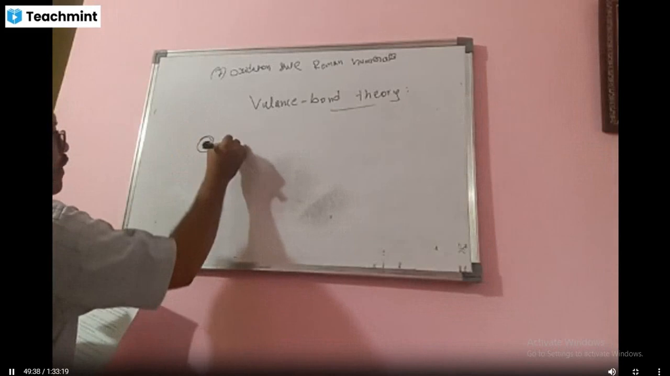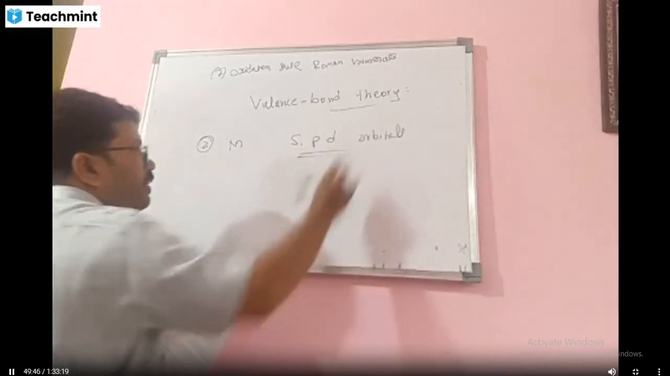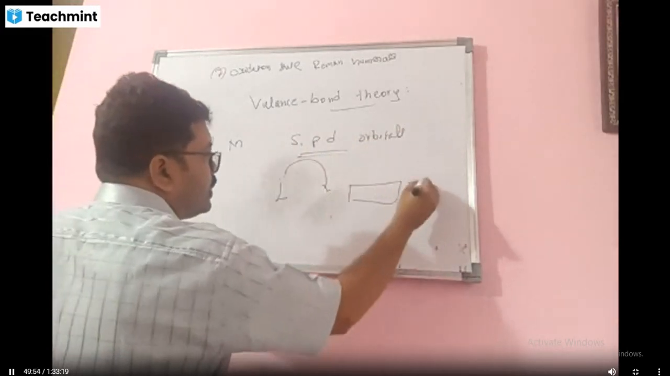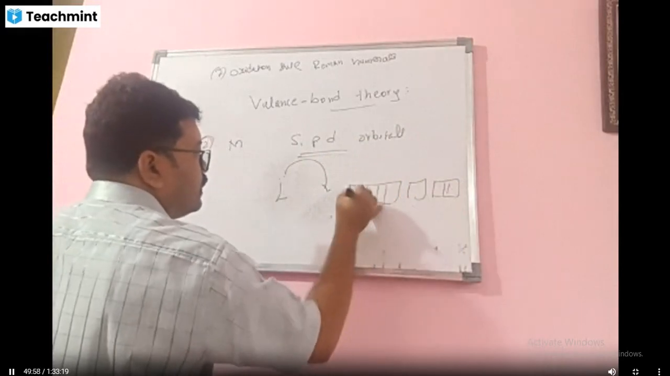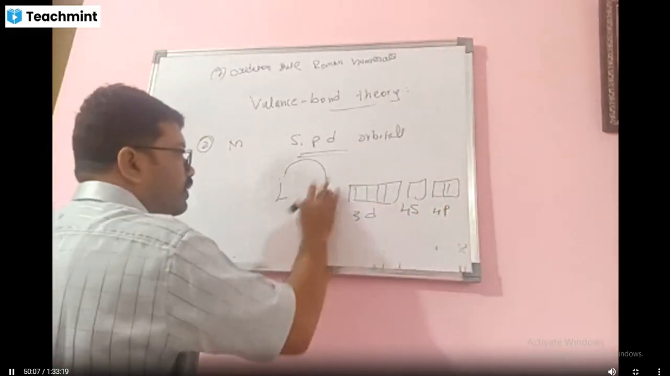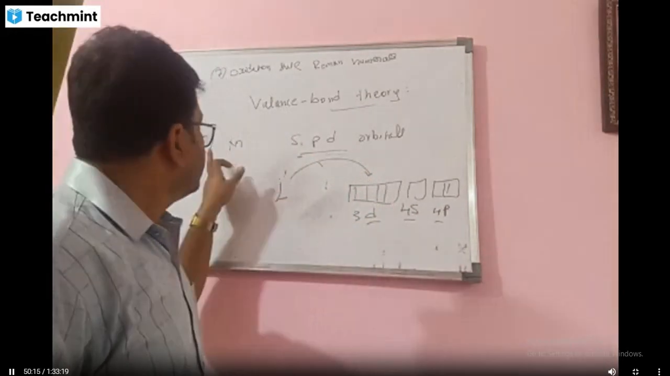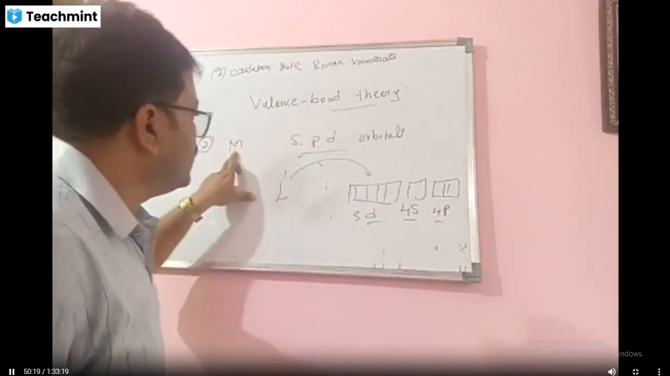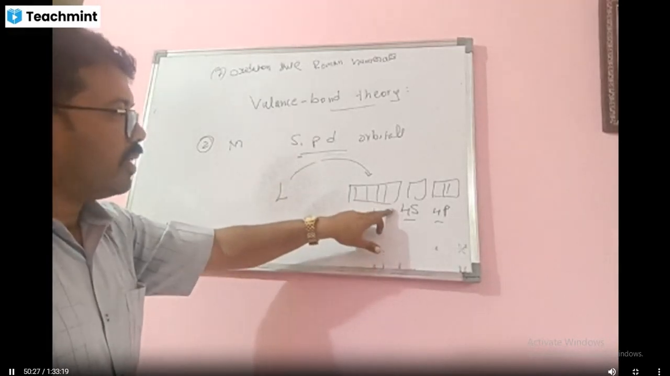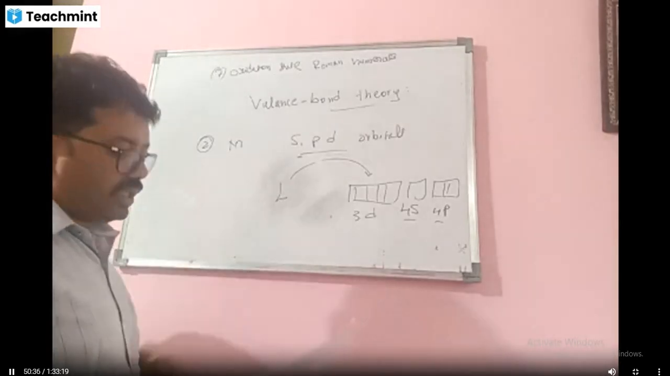So usually the metal uses s, p, d orbitals for accepting ligand electrons: 3d, 4s, 4p. For accepting ligand electrons, it uses these orbitals. Second assumption of valence bond theory: the ligands donate electrons, so the metal must have orbitals to accept them, namely 3d, 4s and 4p. These are the orbitals available to accept electrons from the ligands.